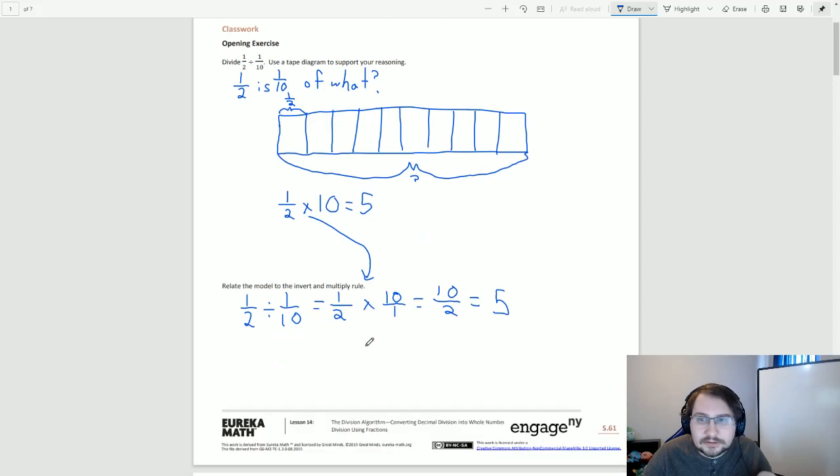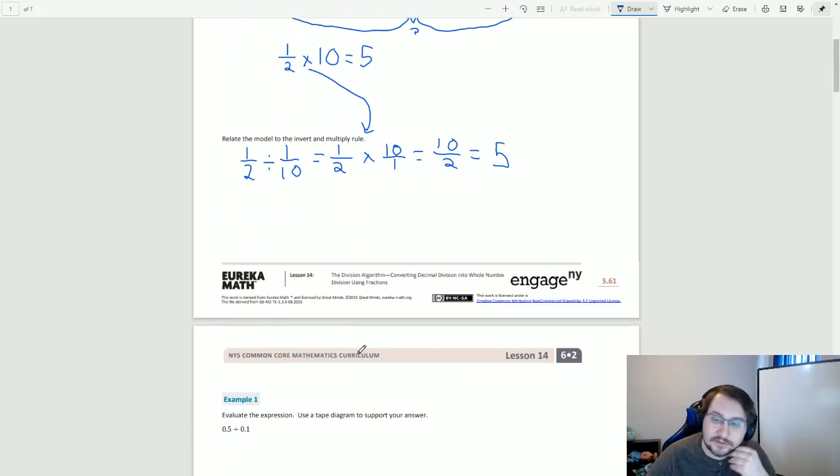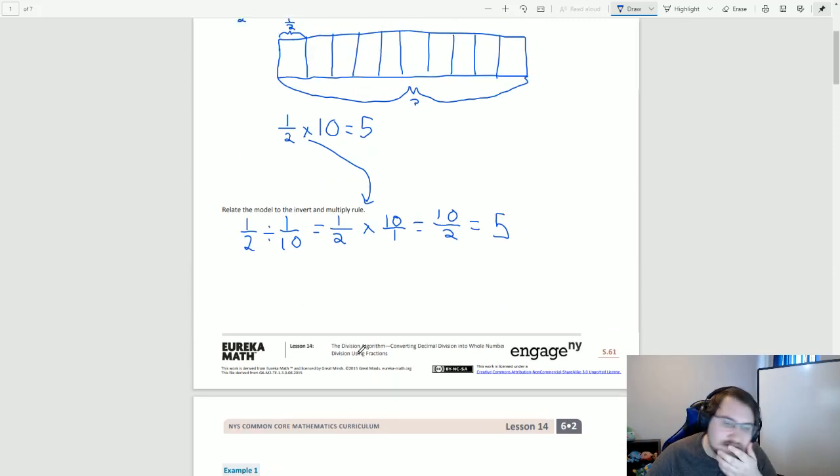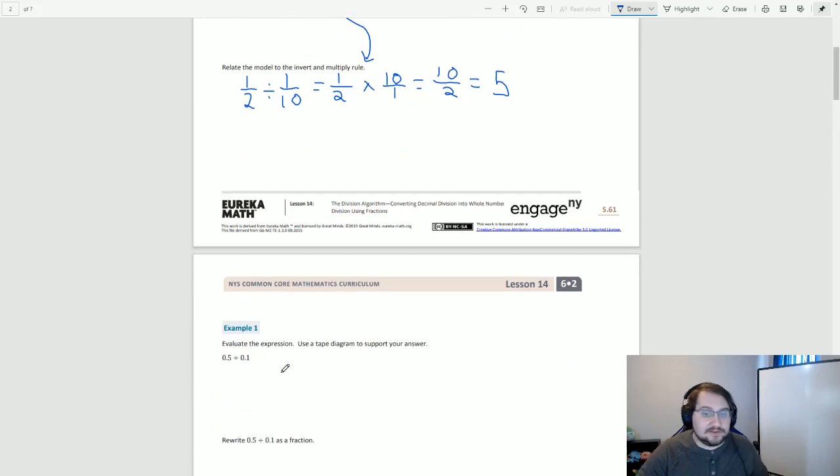But what if, and this is where we get into our new things, what if instead of deciding to go with fractions for this, I instead decided to take these fractions and turn them into decimals? Well, let's look at that. 0.5 divided by 0.1. Now, if we look at these, this is literally the exact same as what we've already done.